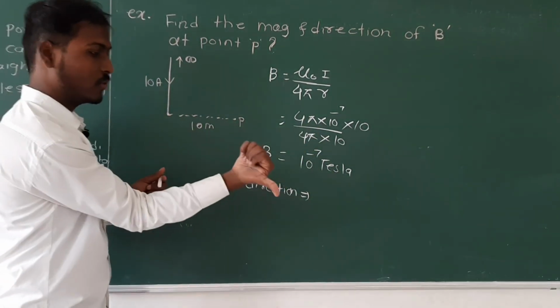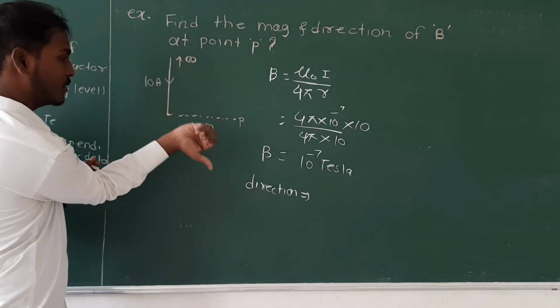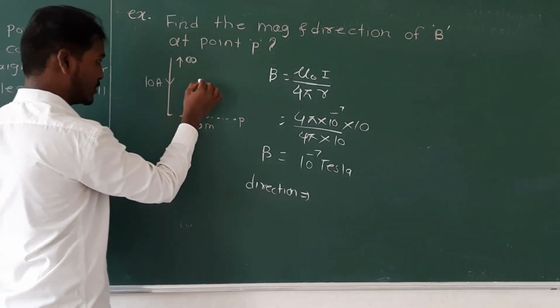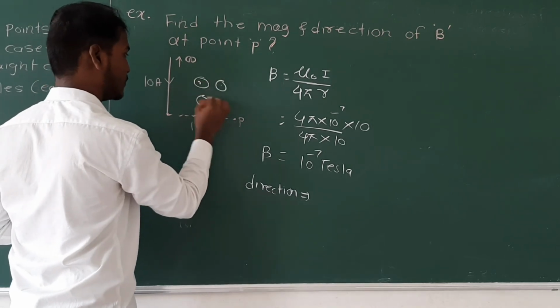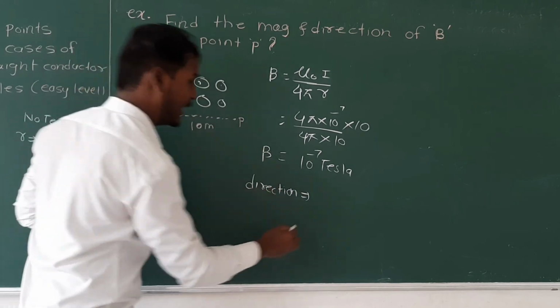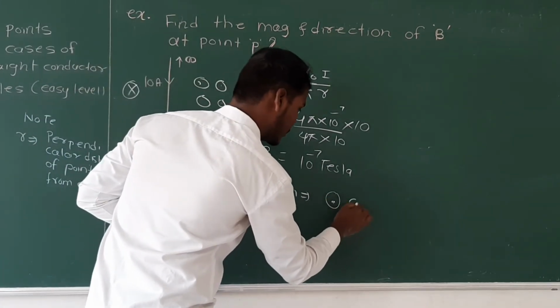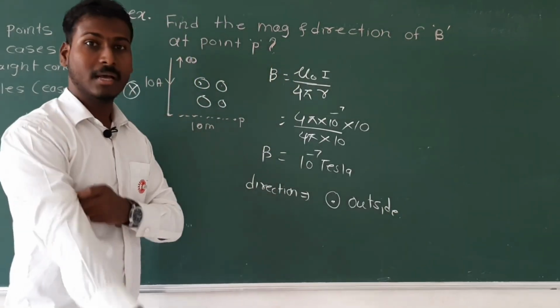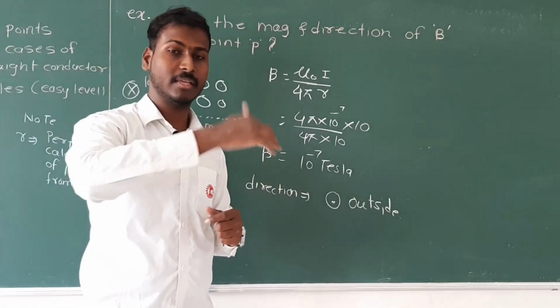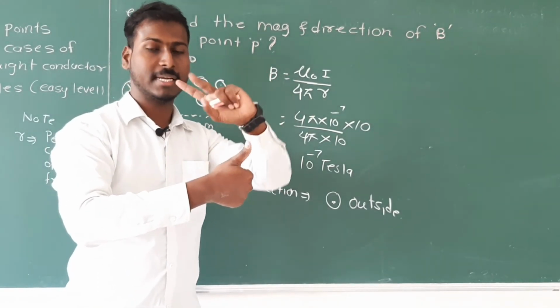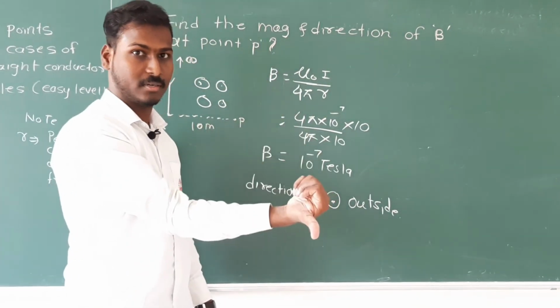As the current is going downward, in this plane the magnetic field lines will come outside. So here it will go inside. Point P is in this plane, so the direction will be outside. This much is easy. If we have done the easy thing the first time, the second time we will do difficult things, that's it.